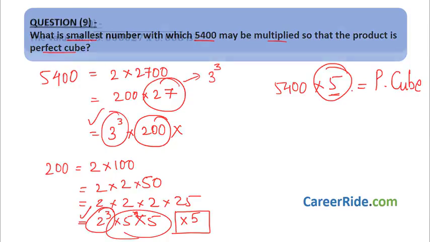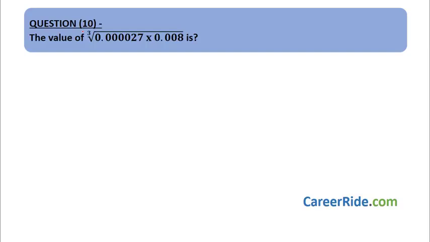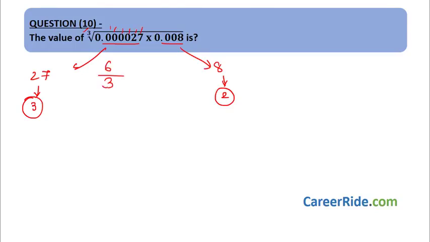Question number 10. The value of cube root of 0.00027 into 0.008 is again very easy. Let's take this. 27 is the cube of 3, so the cube root of 27 would be 3. Again 8 is the cube of 2, so cube root of 8 would be 2, right? Now there are 1 2 3 4 5 6 decimal places. We want cube root, so divide by 3. 6 by 3 is 2, so 2 decimal places should be there in the cube root.